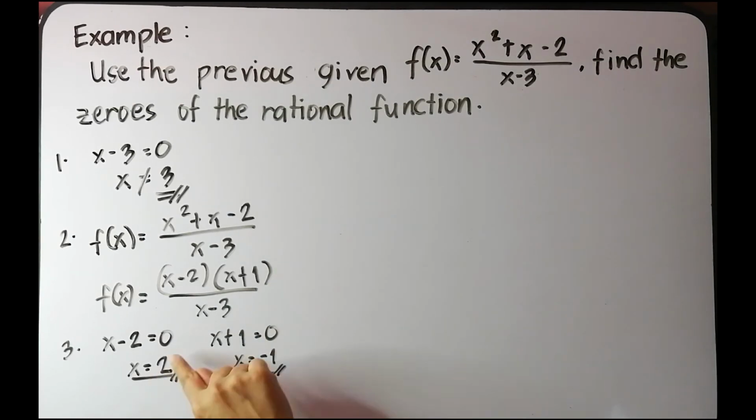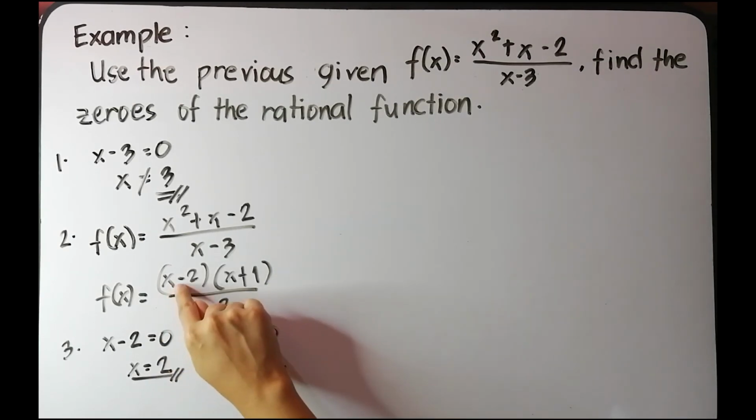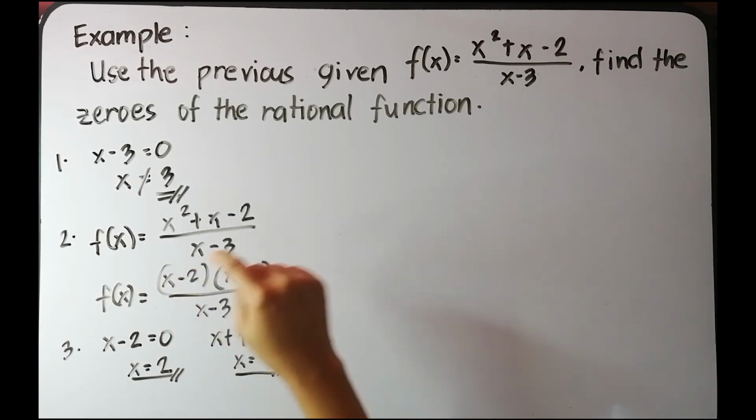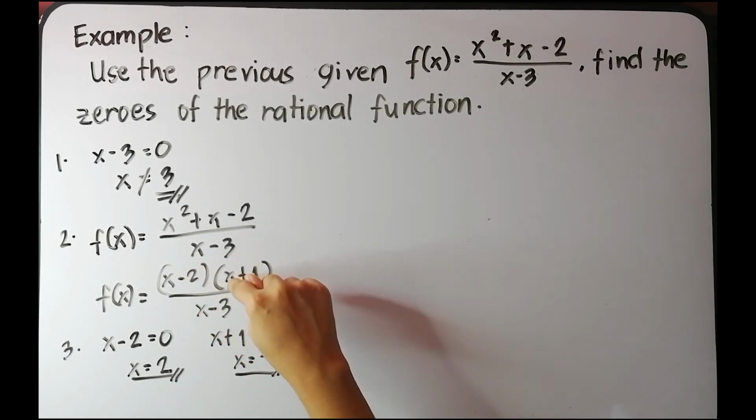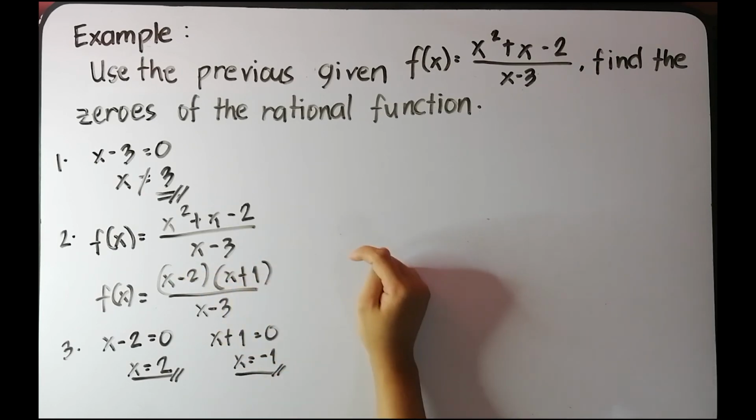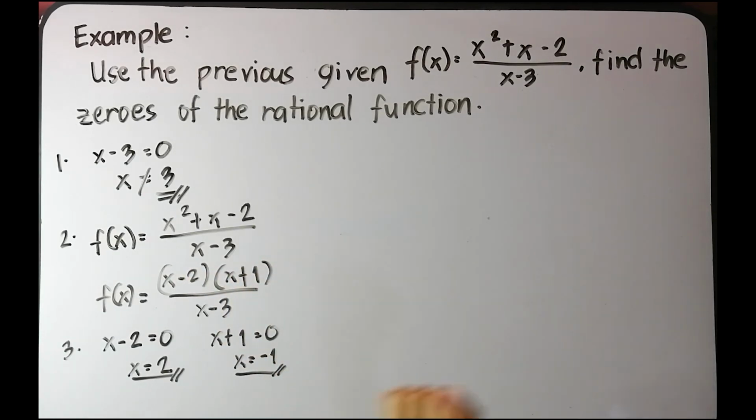If we substitute 2 into our x, we have 2 minus 2, which equals 0. Then 0 times 2 plus 1, which is 3. 0 times 3 is also 0. So that will make your whole function 0.